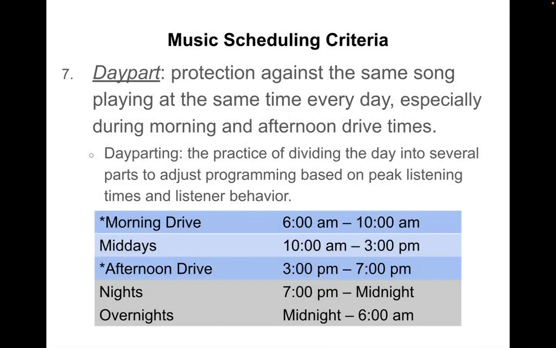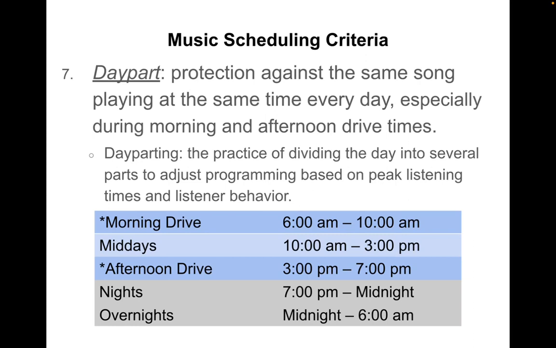Radio stations divide the days into parts during which programming is adjusted based on peak listening times and listener behavior. These segments are called day parts. The 5 common day parts are morning drive, 6 to 10 a.m., middays, 10 a.m. to 3 p.m., afternoon drive, 3 to 7 p.m., nights, 7 p.m. to midnight, and overnights, midnight to 6 a.m.